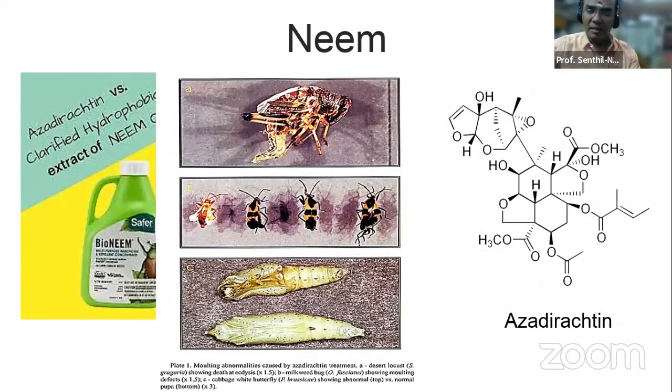And here there are typical symptoms of neem spray against the insect. So molting inhibition, metamorphosis inhibition, larval-pupal intermediates, juvenile hormone impairment, and several morphological defects can be identified while spraying the insect with neem-based insecticide. So this is the chemical structure of azadirachtin.